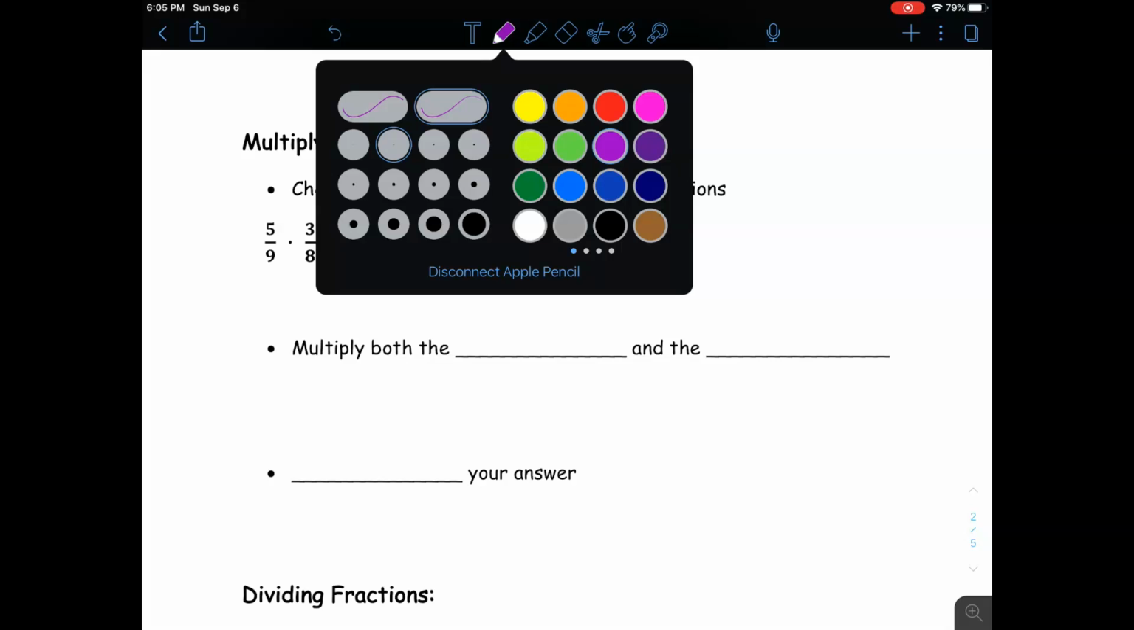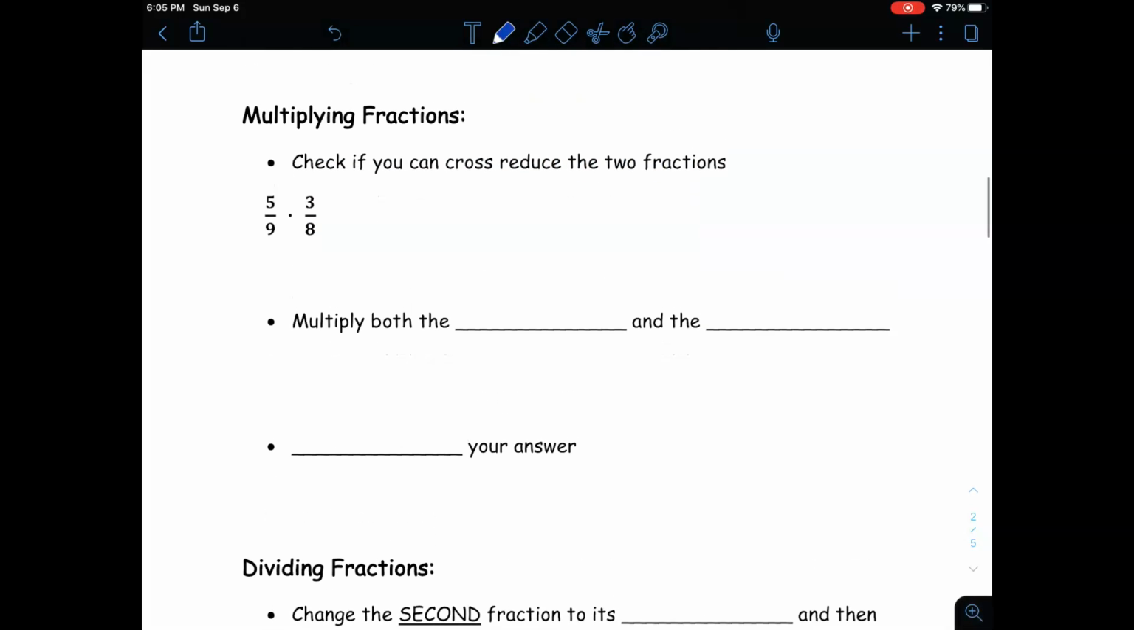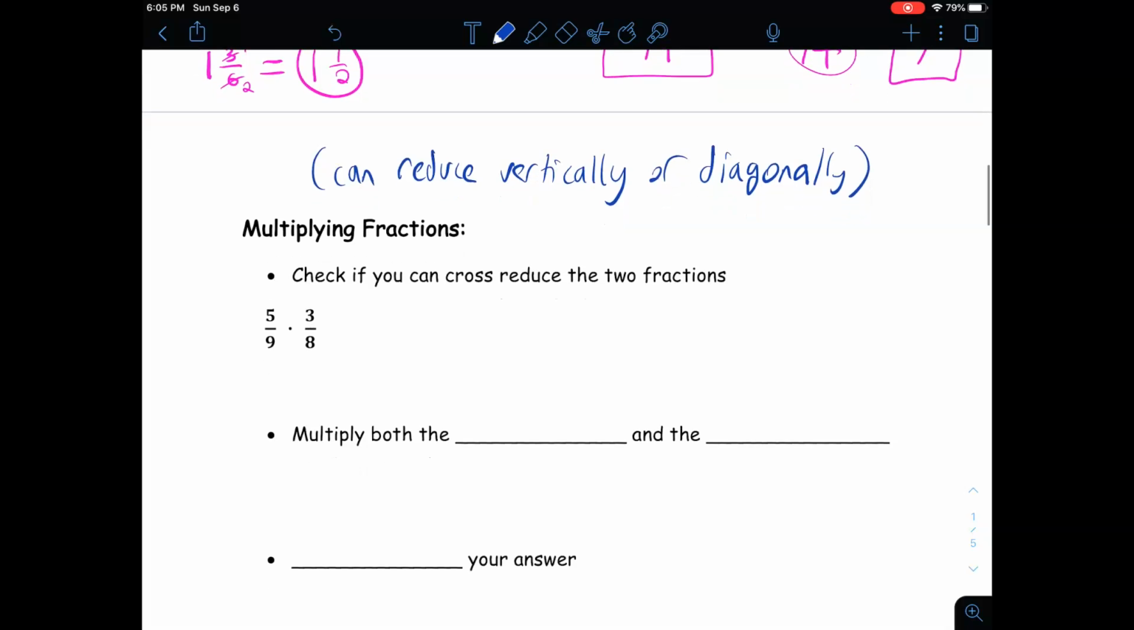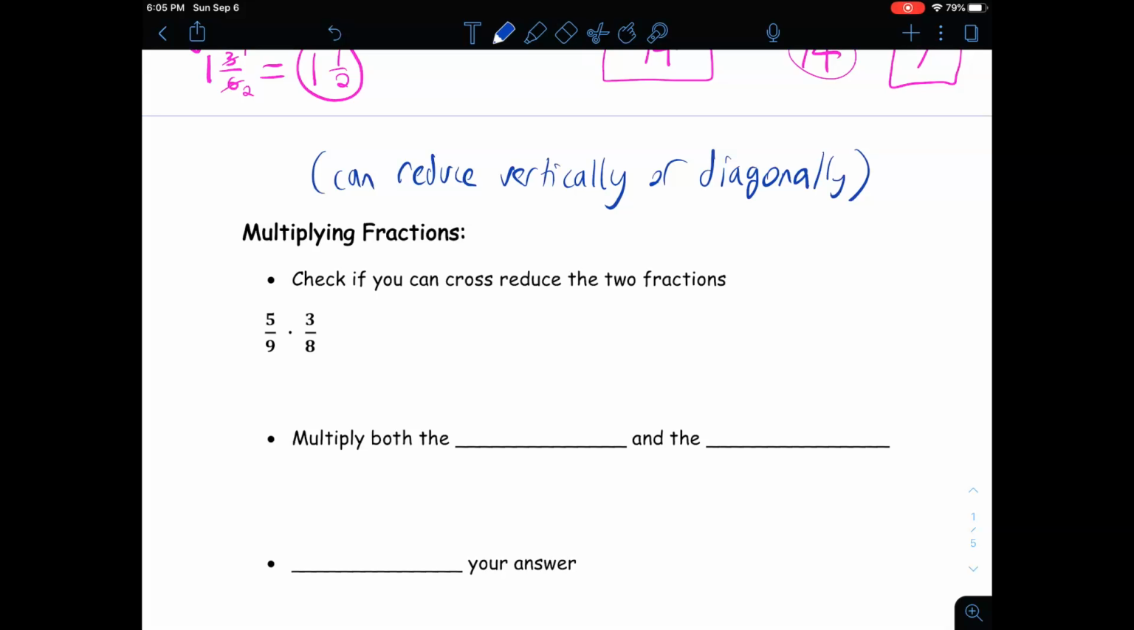But before we get going, another good thing to check is if you can reduce the fractions. So this is what I was talking about before. You can reduce vertically or diagonally. You cannot reduce across, like side by side. So what we want to do is look vertically and look diagonally here.